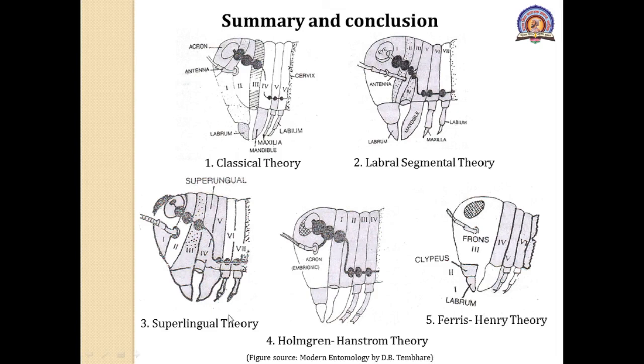In the superlingual theory, again it consists of 7 segments. The first one is preantennal, the second is antennal, the third is intercalary, and they have added one another segment that is known as the superlingual segment. So all these 4 form the procephalon part, and mandibular, maxillary, labial form the gnathocephalon part. So according to this theory, there are a total of 7 segments forming the head of insects.